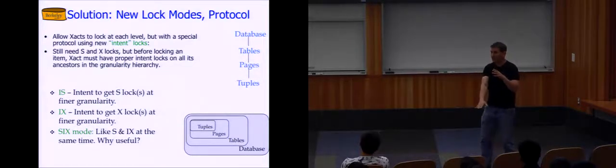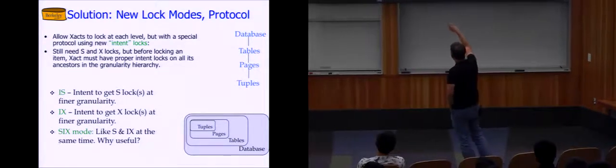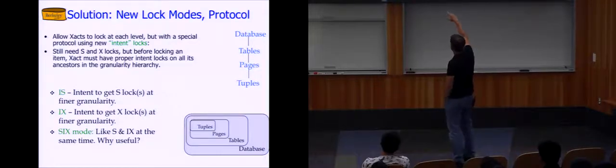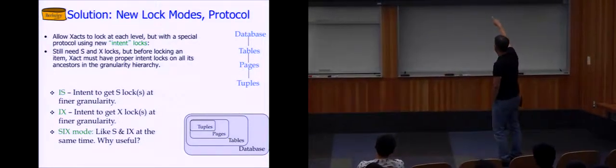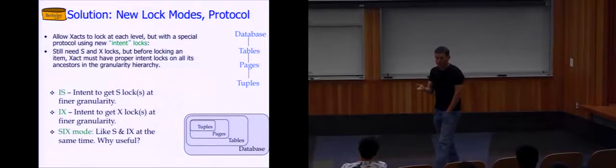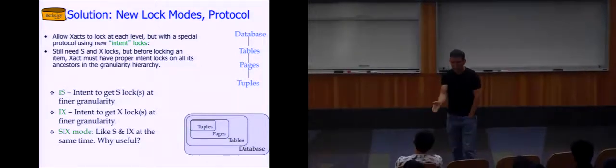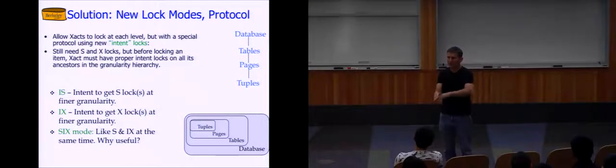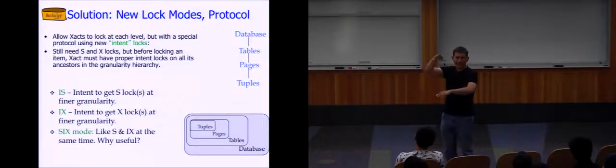And then you'll actually set the lock further down. So we'll go through an example here in a minute. But the goal is, at some level you stop. And suppose for a moment you're locking tuples. So at that level, you'll actually set real S and X locks on the tuples. But everything above you will have the intent locks that correspond to the locks you actually set at that lowest level.